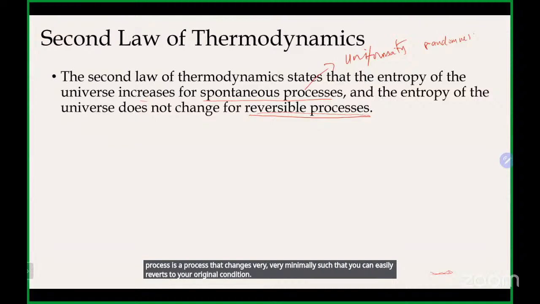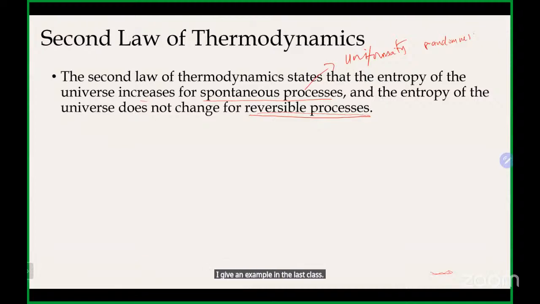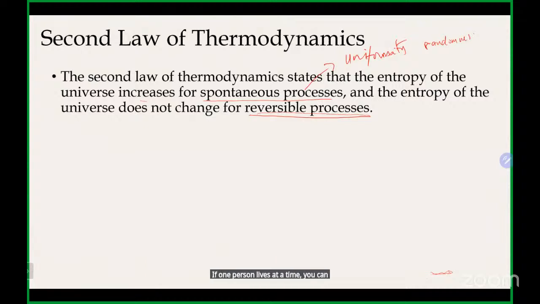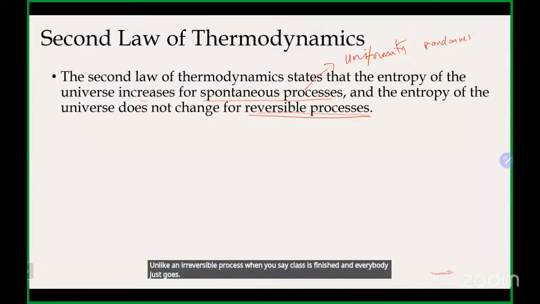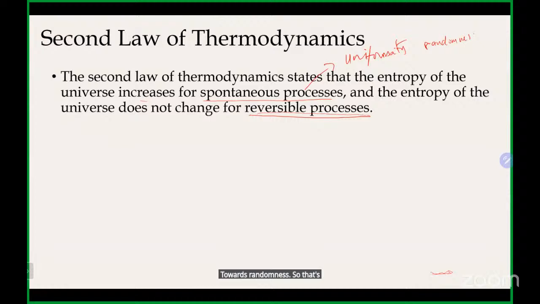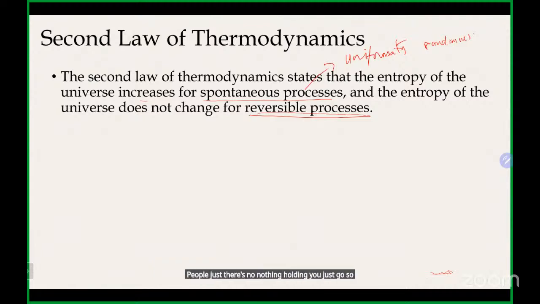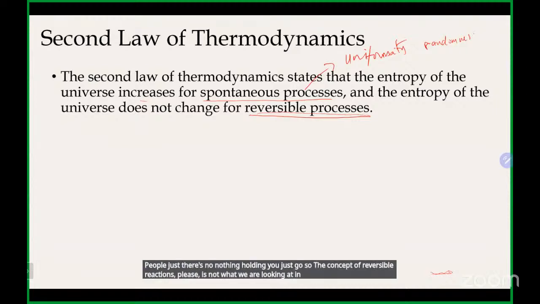I gave an example in the last class that if you have a class where you have 1,000 people, a reversible process will be one in which one person leaves at a time. If one person leaves at a time, you can easily bring back the person. Unlike an irreversible process, when you say class is finished and everybody just goes towards randomness. So that's why we say spontaneous reaction is an irreversible process. There's nothing holding people, you just go. So the concept of reversible reactions, please, is not what we are looking at in this case.